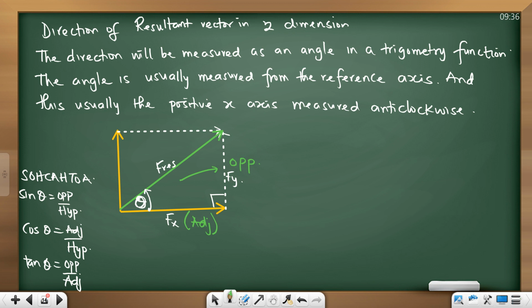Opposite and adjacent. Now we are doing maths now. Remember I told you, don't leave your maths. It's 10. So I will then say that tan theta will be Fy over Fx, opposite over adjacent. Then I can get my angle. Now we have calculated the magnitude and the direction. Does that make sense, please? Very important. Very, very important.